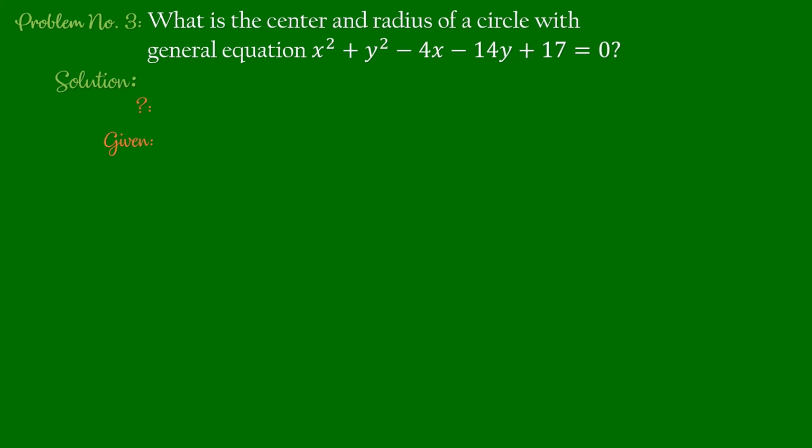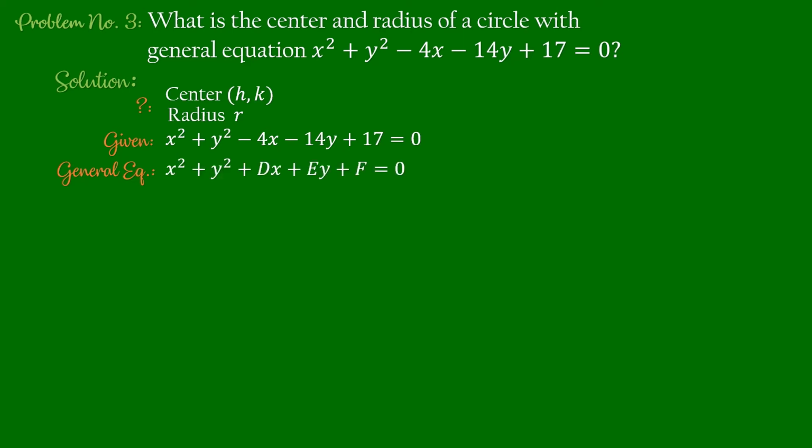And in this problem, we need to have the general equation of circle. In the problem, we are asked to determine the center, point (h, k), and the radius r, given the general equation x squared plus y squared minus 4x minus 14y plus 17 equals 0. Remember that the general equation of circle is in the form x squared plus y squared plus dx plus ey plus f equals 0.